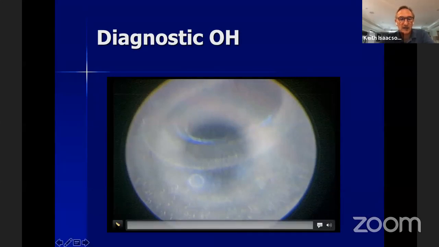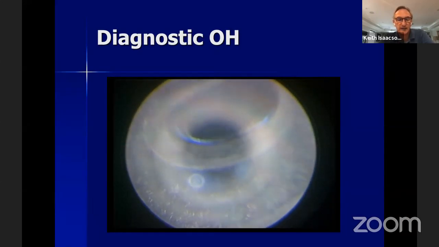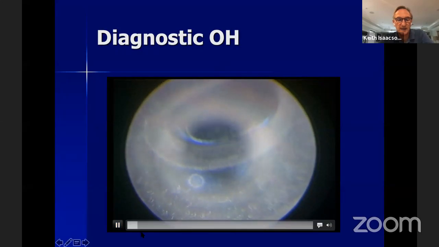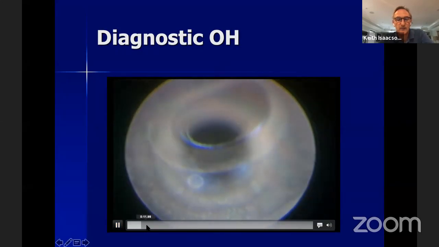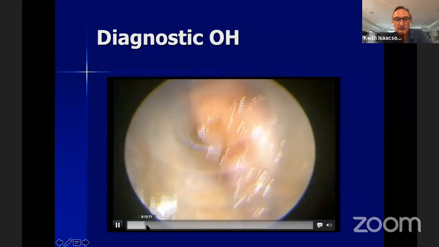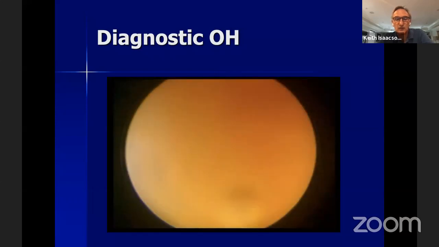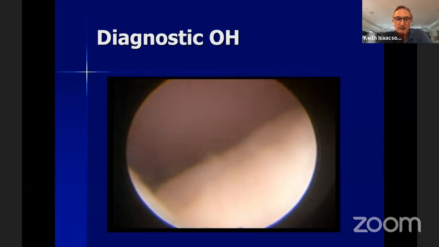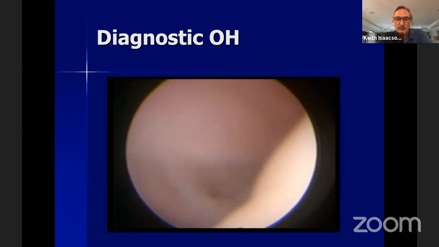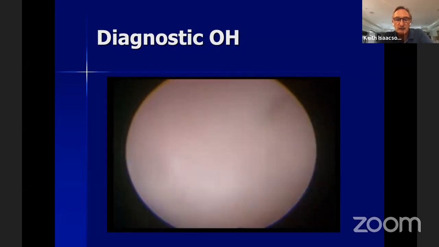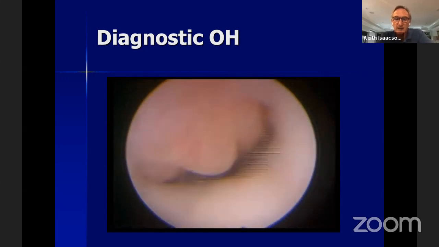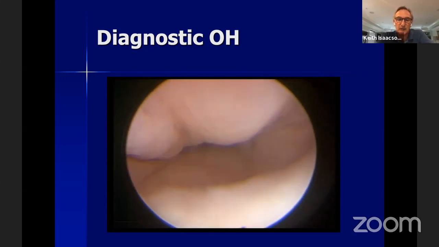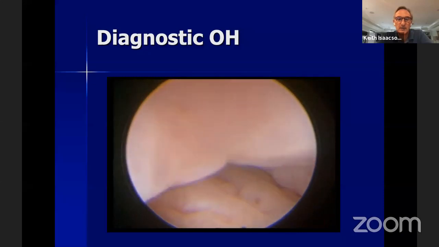And this is just a diagnostic hysteroscopy. I'll show you a little video. These are all unedited videos. This is just a vaginoscopic approach using the rigid hysteroscope. The reason this was done was a patient who had infertility, and they had a little bit of trouble getting the transfer catheter through the cervix into the uterus. So we looked to see if there were any problems.